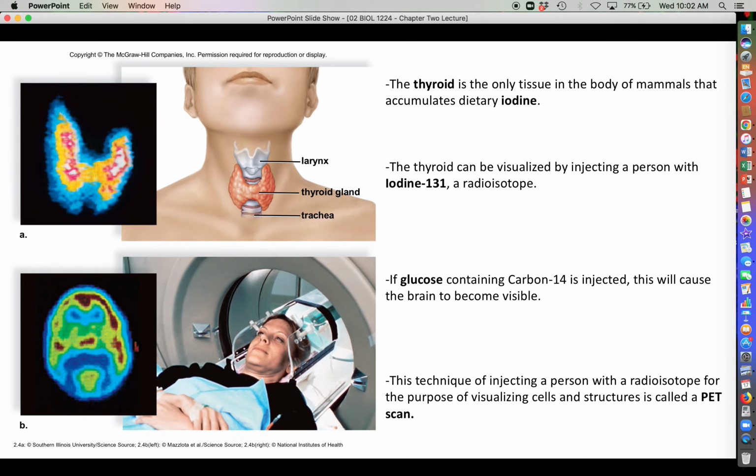If you ever move on to human physiology in your study of science, then you might learn a little bit more about this technique, which is called a PET scan. It involves injecting a patient with a radioisotope or some other type of tracer, and then visualizing cells and structures in the body by taking advantage of the emitted radioactivity.